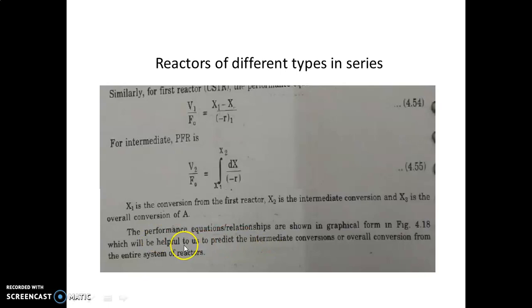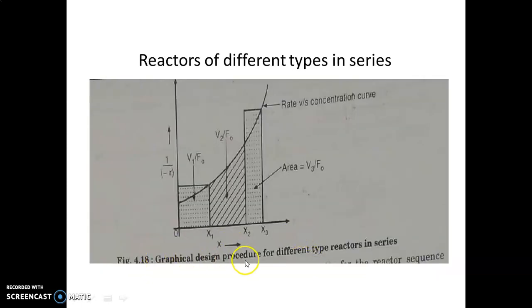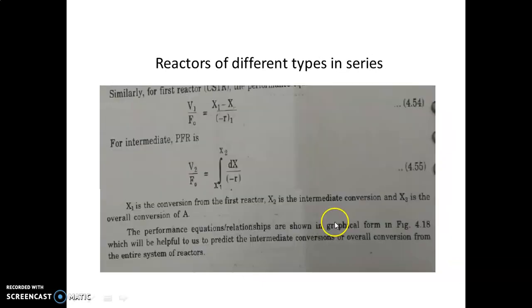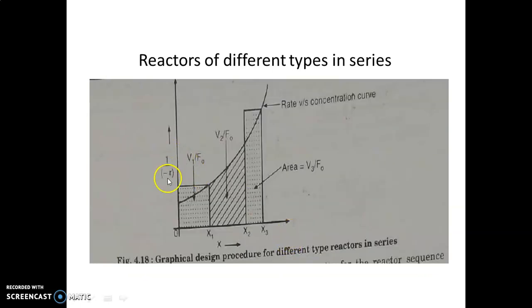So the performance equation and relationships are shown graphically in figure 4.18. This is figure 4.18, which shows the relation between 1 upon minus r versus x. Here x is conversion. You plot the conversion on the x-axis and the 1 upon minus r values on the y-axis. Then we obtain this curve.